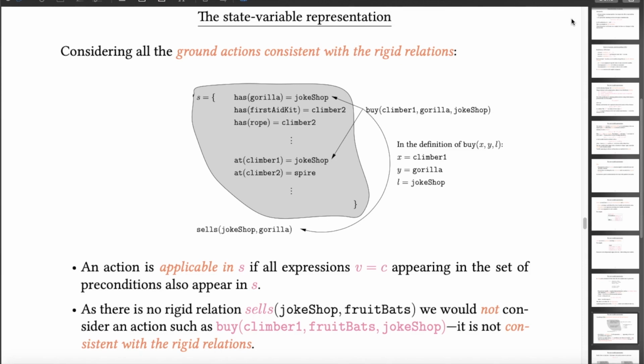Now, because the rigid relation says that the joke shop sells gorillas, I'm allowed to use that combination for y and l. Notice that there's nothing that says that the joke shop sells fruit bats, and so we would not consider an action like buy climber 1 fruit bats joke shop because it is not consistent with the rigid relations. Sells is a rigid relation, it doesn't change over time, and we only consider things that are consistent with those. So that means that we can, if we wish, apply the buy action in this state.